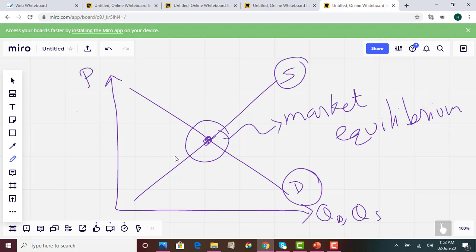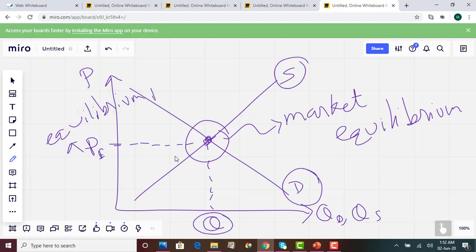So in terms of the graph, this is the market equilibrium. The quantity at this point is your equilibrium quantity, and this price is your equilibrium price. This is the place where your quantity supplied is equal to quantity demanded. Hopefully that helps you understand graphically how a market equilibrium looks.